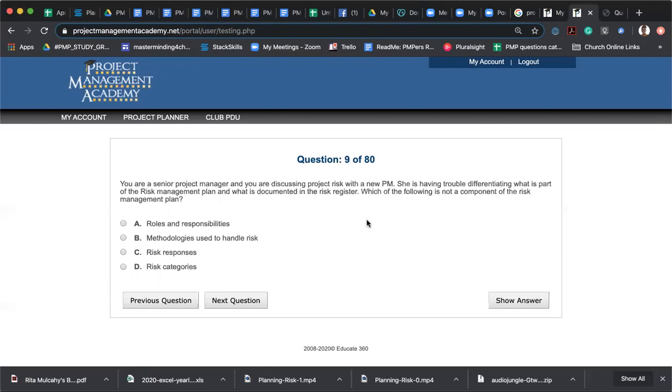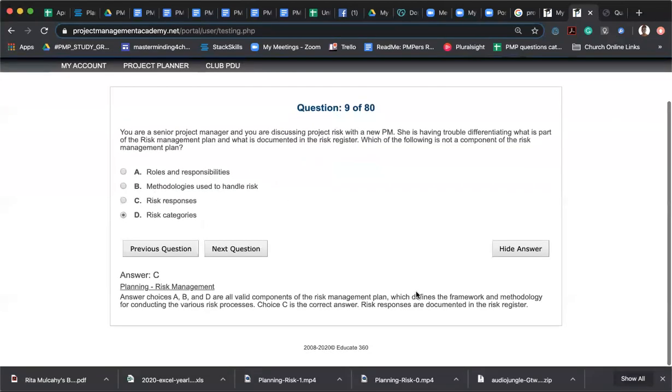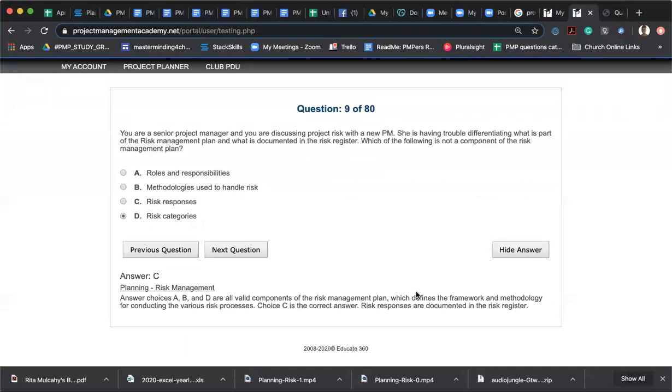Hmm. Okay, risk register is there. I'm gonna go with risk categories because I think that'll be part of the risk register. C. Oh, it's C, risk responses. Okay. Oh my God. Risk categories are also okay. Fair enough. Okay, good.